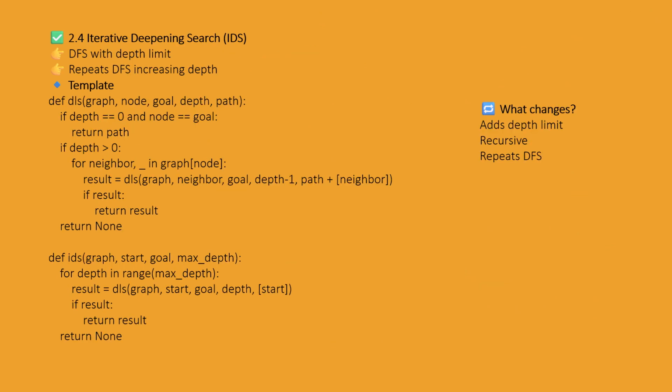Next we have iterative deepening search. This is not so important from the exam point of view, but we'll cover it because it will be there in your syllabus. DFS with depth limit repeats DFS, increasing depth. Here depth will be associated. If you see, it is there in the parameter also. Function parameter. Depth is for the function, for those who don't know.